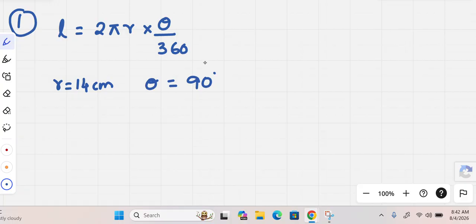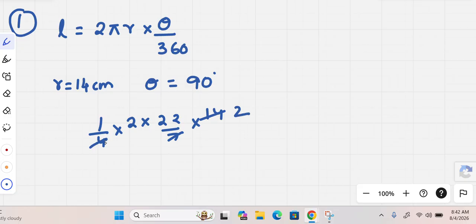Correct? So 90 by 360 automatically becomes 1 by 4, right? Into 2 into 22 by 7 into r, which is 14. So this will become 2, this can become 11, 2 and 2 cancel. So answer is 22 centimeter. First answer is 22 centimeter, option A. Is that correct for all of you? Yes, ma'am.